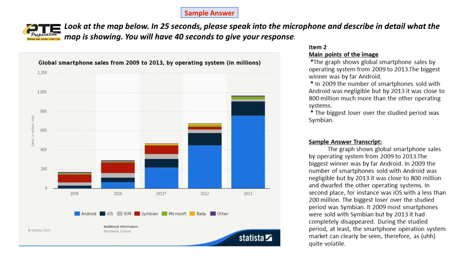The biggest loser over the study period was Symbian. In 2009, most smartphones were sold with Symbian, but by 2013 it had completely disappeared. During the studied period, at least, the smartphone operating system market can clearly be seen, therefore, as quite volatile.